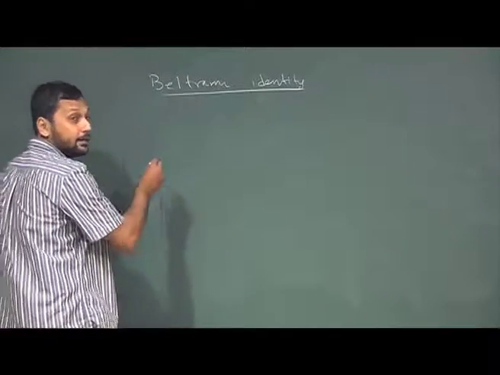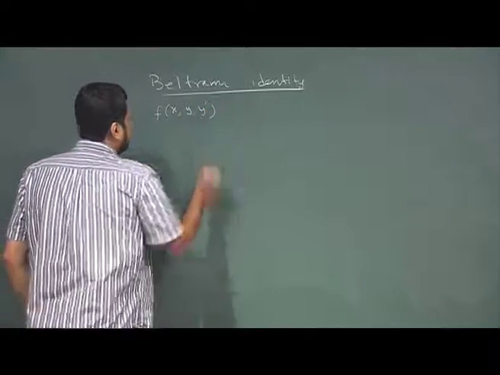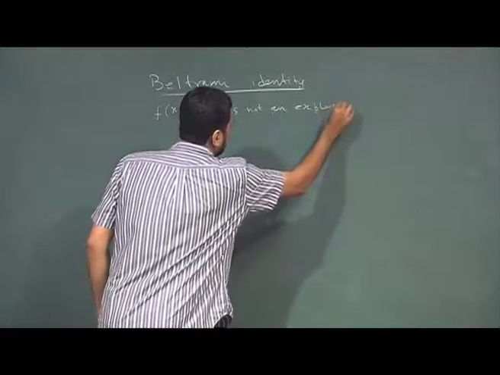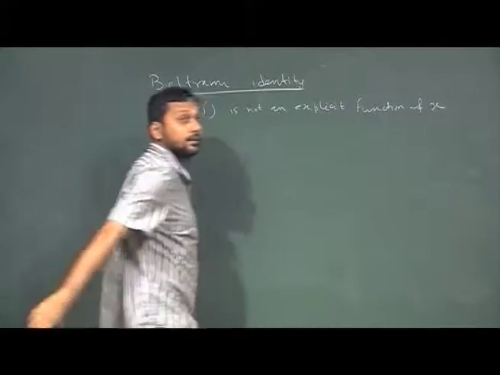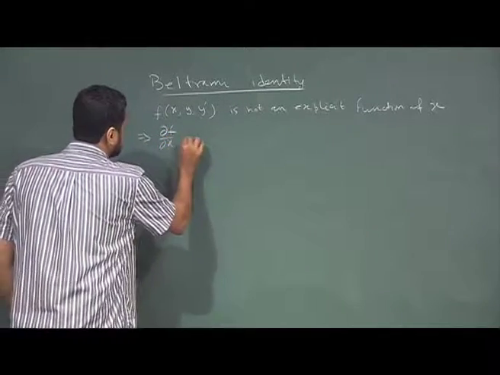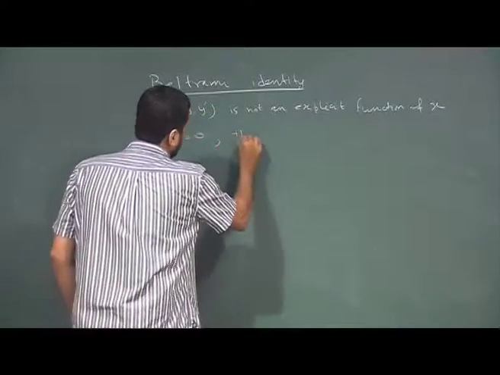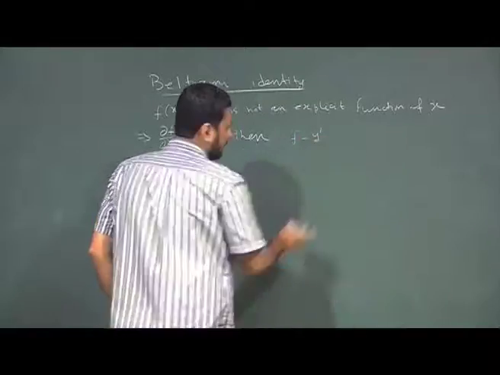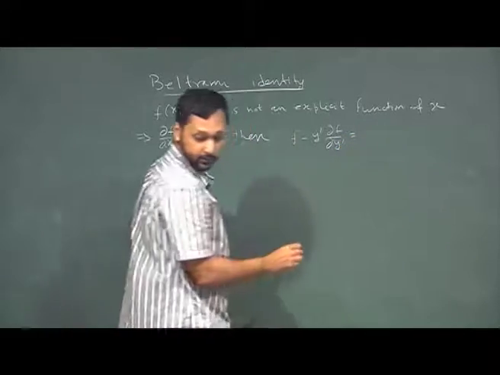Right. So, the Beltrami identity says that if this function f(x, y, y prime) is not an explicit function of x, that means if del f del x is equal to 0, then we have f minus y prime del f del y prime is equal to a constant.